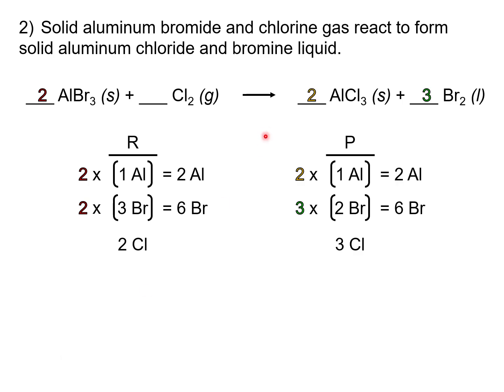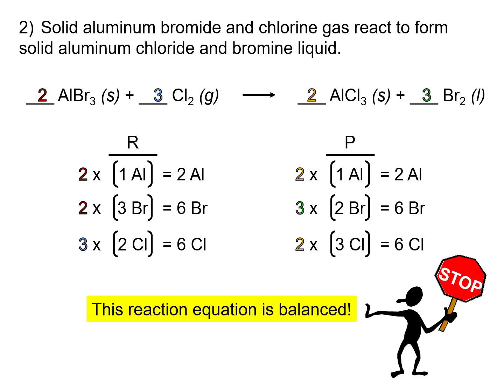Whoops. So we multiply our aluminum chloride by 2, which means we have to multiply our chloride on the product side by 2. And then we got to multiply the chloride by 3 over on the reactant side. So now we have coefficients of 2, 3, 2, 3. All the blanks are filled up. That's the lowest possible whole numbers you can have, so we can stop there.